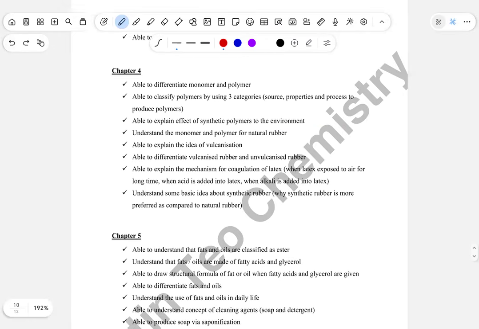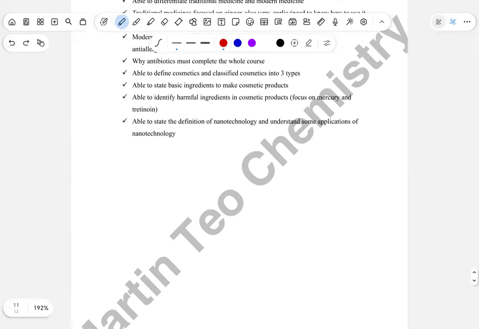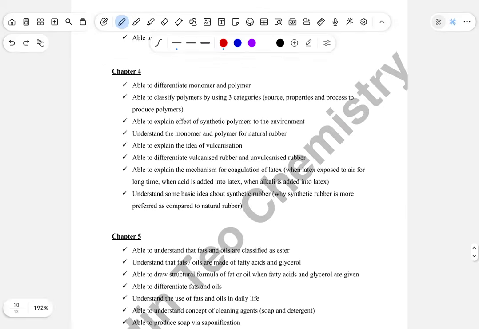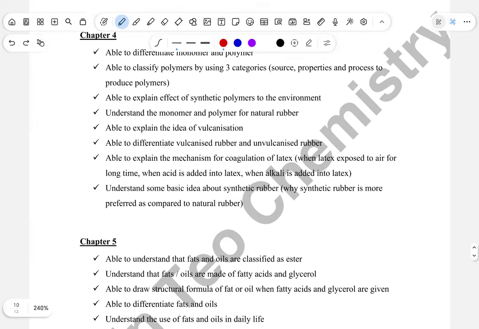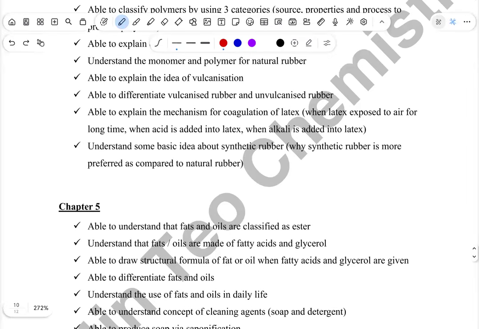Okay, last one, chapter 5. So chapter 5, I don't need to talk too much because we just did chapter 5 recently. We spent about 5 lessons in chapter 5. Chapter 5 is very straightforward. Okay, I told you just now, Form 4 chapter 8, the Form 4 last chapter and the Form 5 last chapter, they are very straightforward. So a quick one.